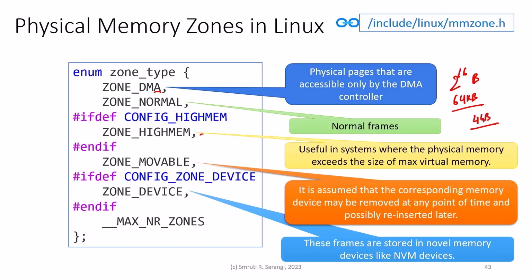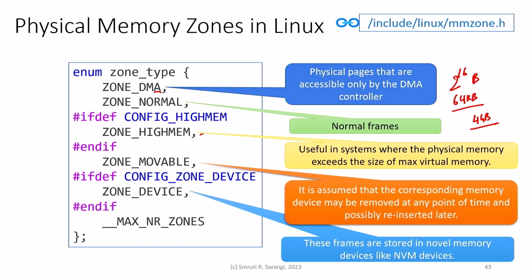Then zone movable. Here the idea is that you are assuming that they are on some sort of a plug and play device that you can insert and remove and so on. So it is a known thing that these pages will continue to move or be inaccessible throughout their lifetime, right? So this is zone movable.